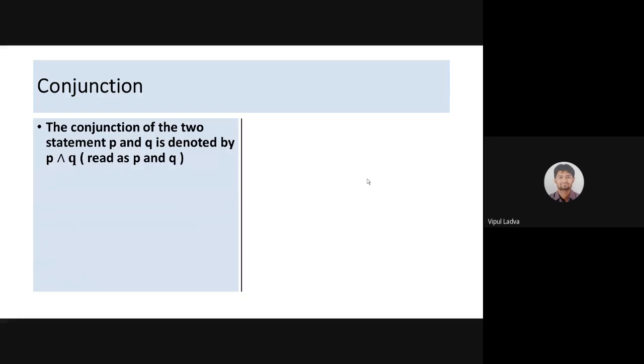The conjunction of two statements P and Q. First of all, let's focus on the notation. For the conjunction, we'll be using this notation. This is the notation for the conjunction. We may read it as P and Q, like A and B, L, M, N. So this is the conjunction operator. Conjunction means and. So just take care of that particular word, and.